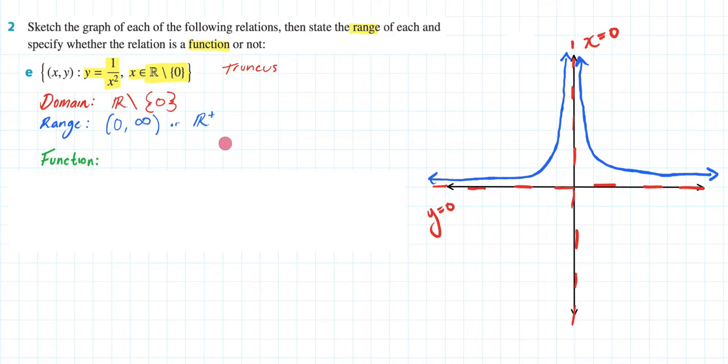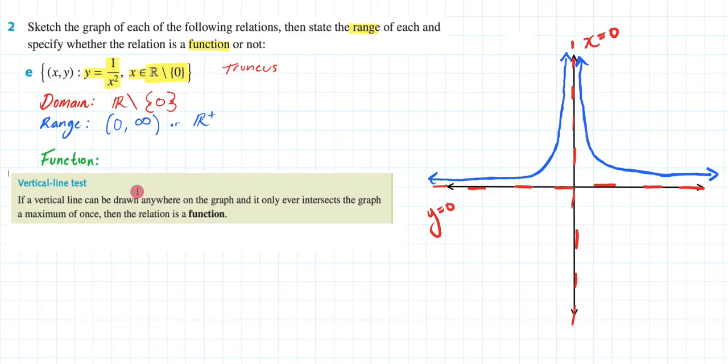Next, I need to figure out whether or not this is a function or not. And to do that, I'm going to be using my vertical line test, which tells me that if a vertical line can be drawn anywhere on the graph and it only ever intersects the graph a maximum of once, then the relation is a function.